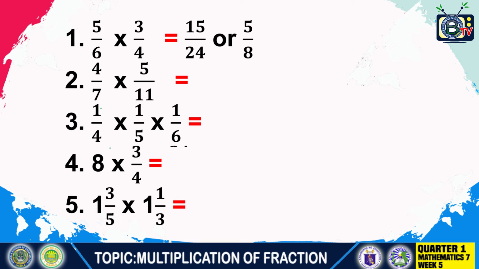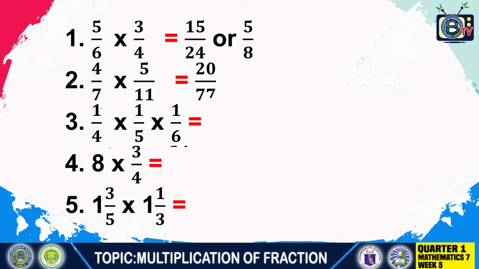Are you done? Okay. So, the product is 20 over 77. Did you get it right, class? Okay. So, how is 20 obtained? So, multiply 4 and 5, that's 20. What about 77? You multiply 7 and 11, that's 77. Okay. Next, number 3.